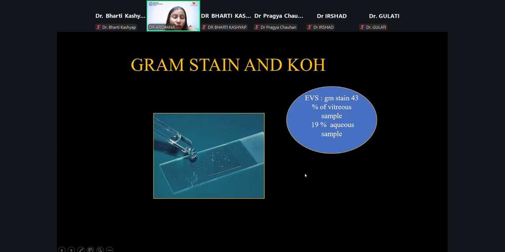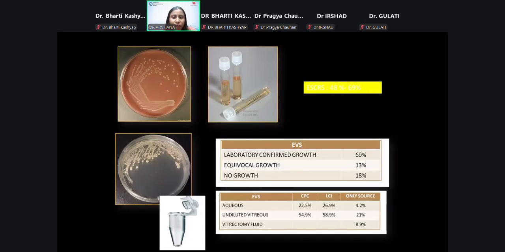Okay, and aqueous tap has an even lower percentage. So vitreous tap is mainly preferred. And at the same time, culture sensitivity we have to do. Now, the point is that culture sensitivity confirmed reports we also don't have in all the cases. Meaning in any case, sometimes no organisms grow in the lab. The EVS study showed that in only 69% of the cases there was growth of organisms in the lab.